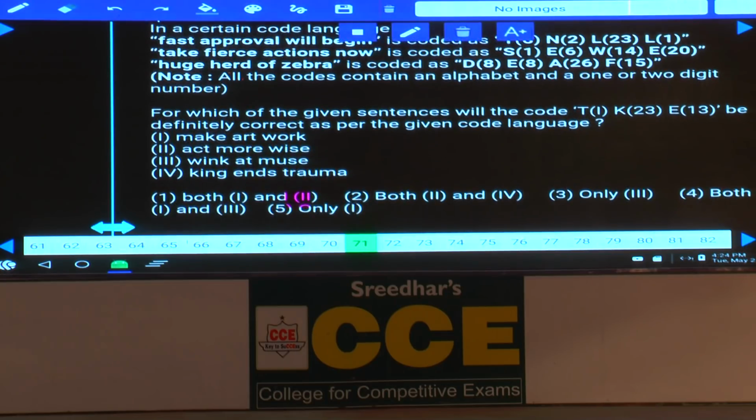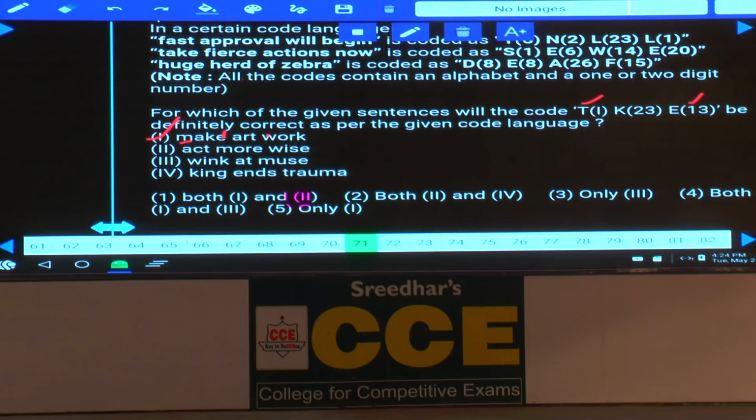And question number 71 to 75. Then for which of the given sentences will the word T1, K3 and so on be correct as per the given? Make artwork. Make means what is the value of M? M must be 13 and E is 13, hence make E 13. Art, the first letter is A is 1 and T and 1 it is valid, and K and 23, the value of W is 23 and K is the last letter, hence it is valid, isn't it? As 1 is valid here, then let us check out for the possibilities. 1 and 3 and 1 is there.